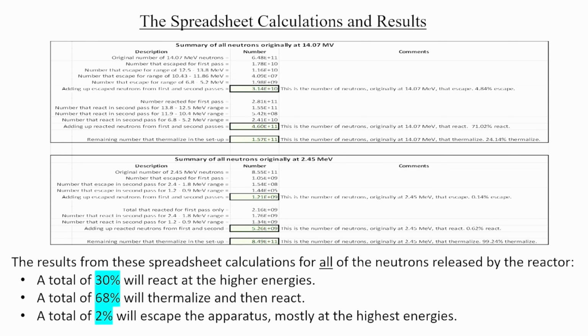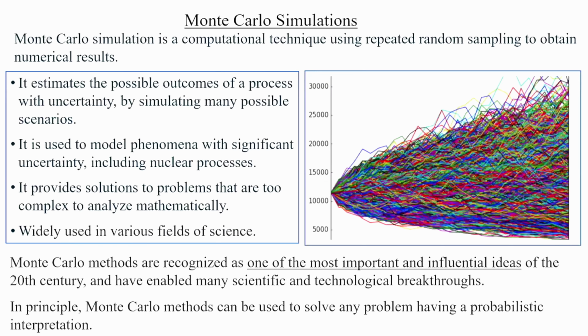About 68% will thermalize in the water bath, and then they're going to react in that water bath. And about 2% are going to escape the apparatus. Mostly, those are going to be at high energies. Let's look at what the Monte-Carlo simulations say.